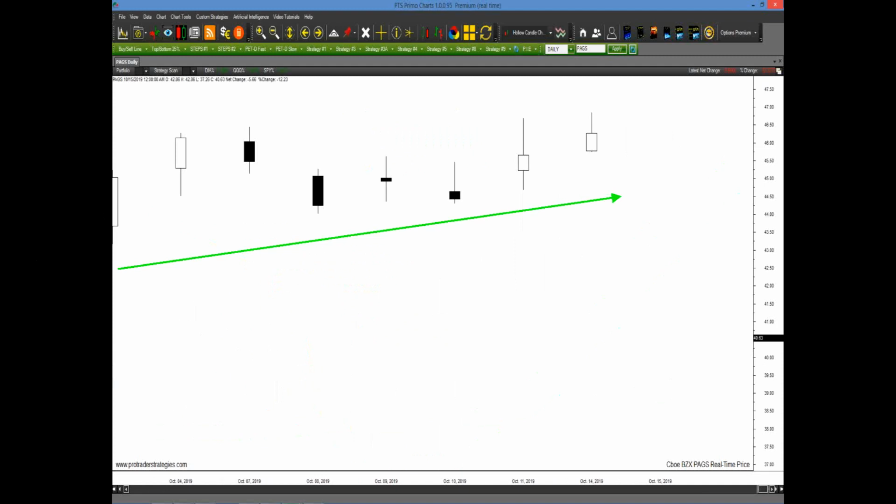Or how about this? We're looking at PAGS, P-A-G-S. Obviously, someone would say, well, Steve, we're in an uptrend here. This is a slow, steady uptrend, but, higher highs, higher lows. I don't want to short this. It's kind of steadily going over. This is a very organized and very systematic uptrend.